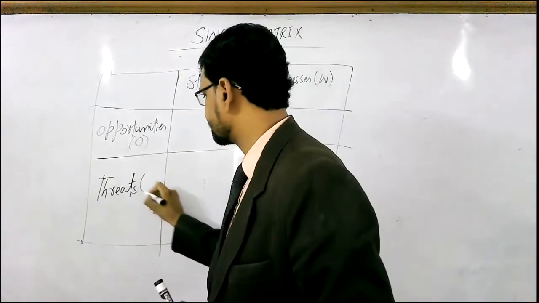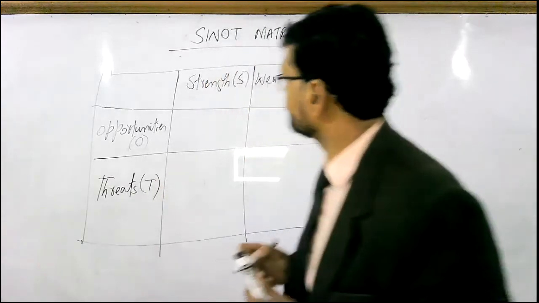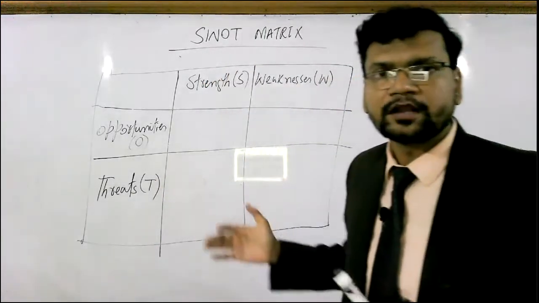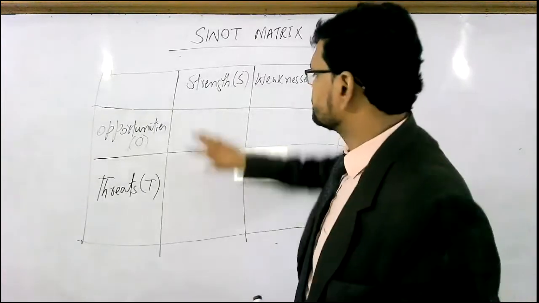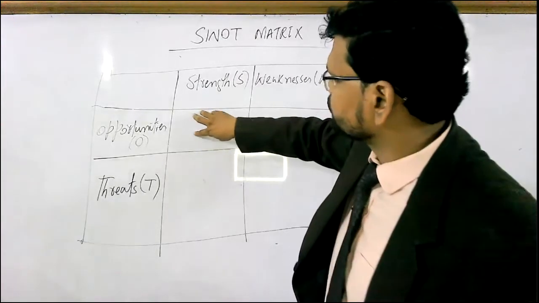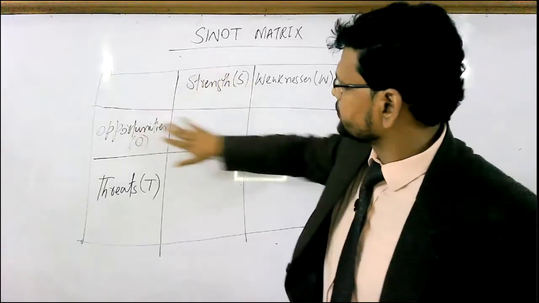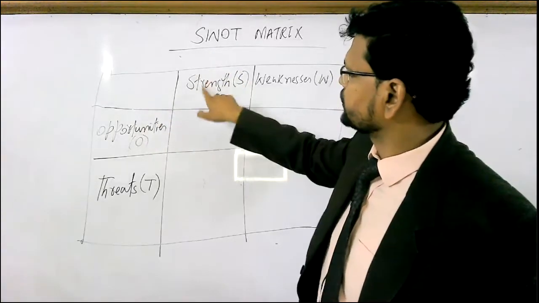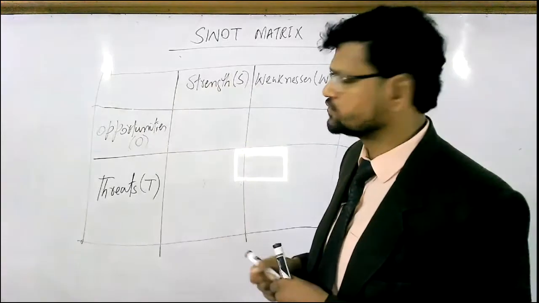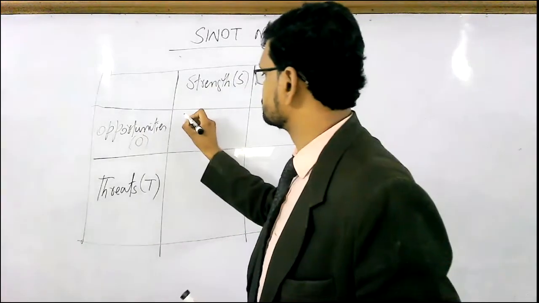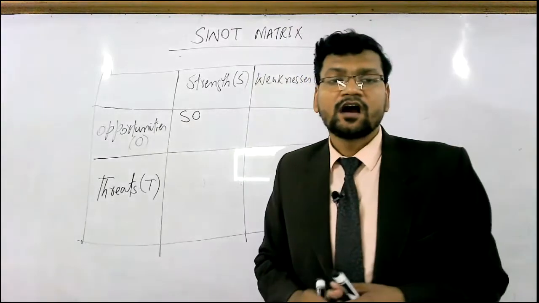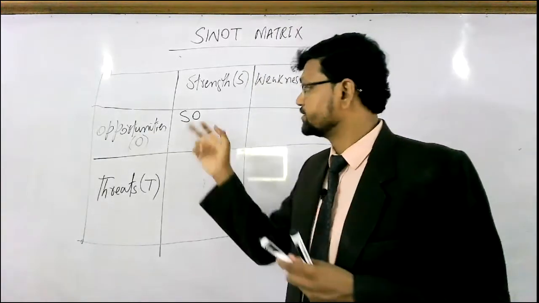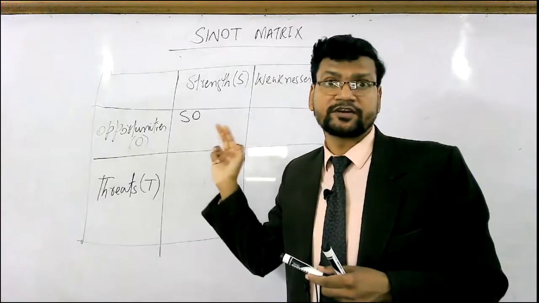And I denote threats by capital T. I'm basically developing a SWOT matrix. So this quadrant, the strengths and opportunities portion, row-wise and column-wise, you will see this is called the SO strategy. SO: strengths, opportunities, strategies. And why do we use these strategies?